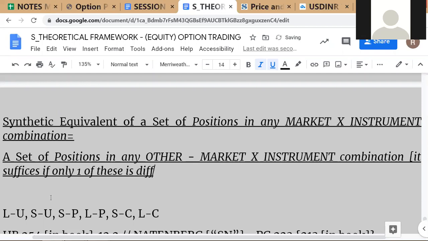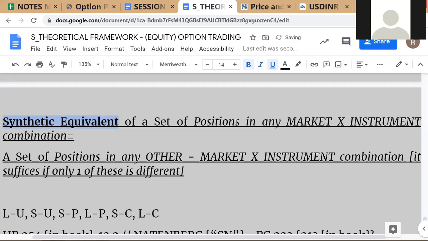So why do I write this? It suffices if only one of these is different. That means when I say other market instrument combination, obviously it means some different market from this one, where the position is. So we're talking about the synthetic equivalent, and then we're talking about the position. This is where the synthetic equivalent is what we're talking about, and this is the position that we're talking about. So the set of positions is one market instrument combination. You need to have a set of positions in some other, meaning different from this one, where this is.